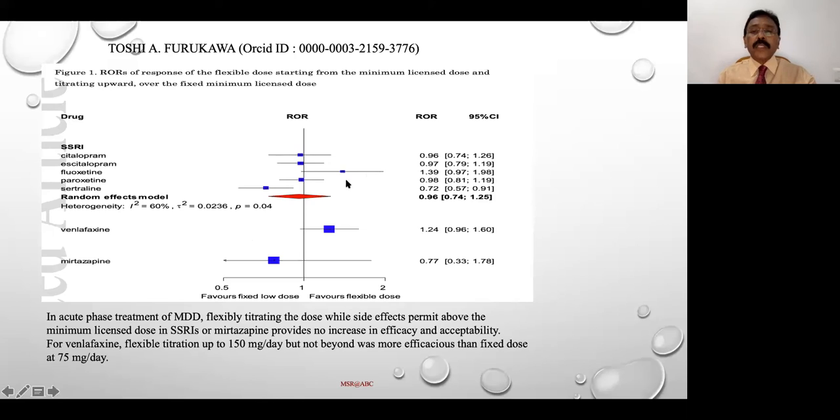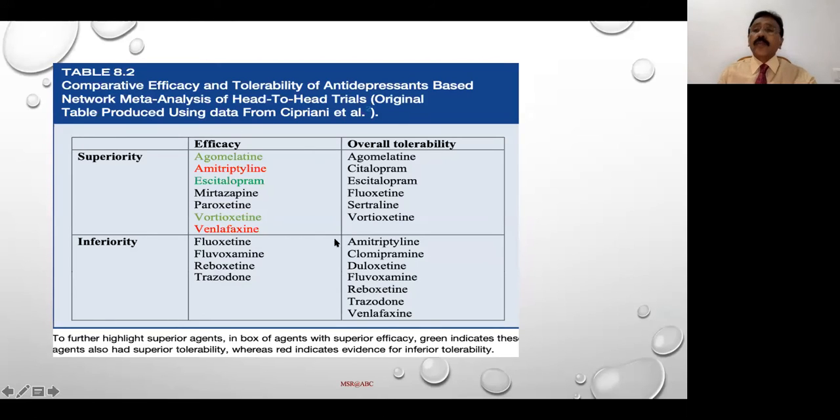But for fluoxetine, up to 80 you can. Venlafaxine also up to 225, but not beyond that dose. But do we follow the same thing when it comes to OCD? Because we have come to this, let's look at the tolerability, and then maybe I'll show 2-3 slides.